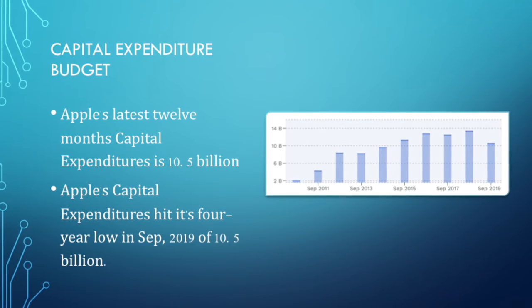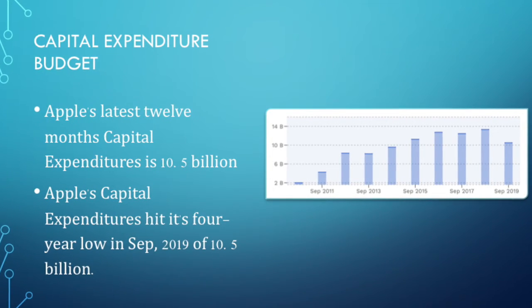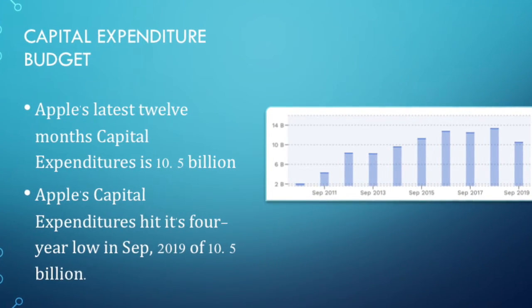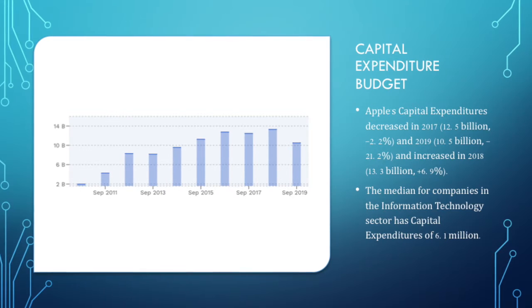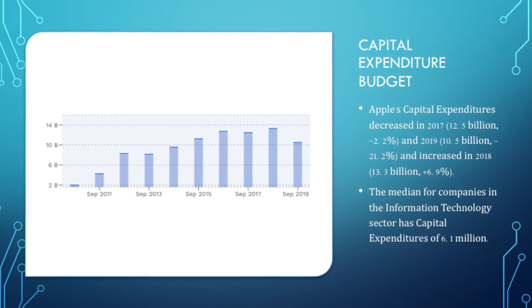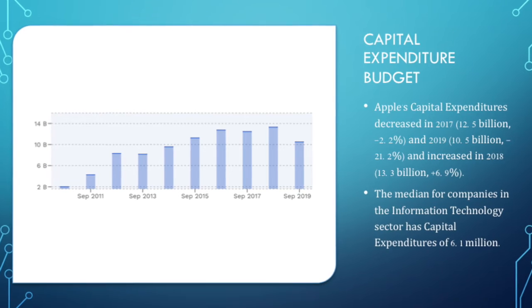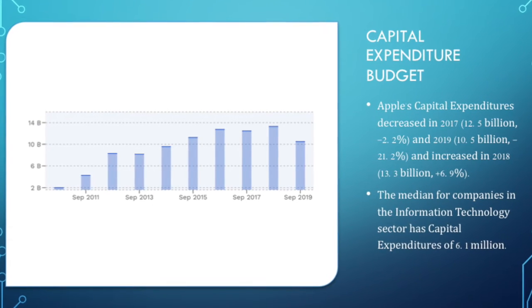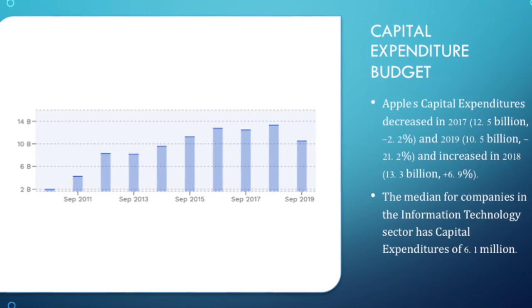Well, Apple's latest 12 months capital expenditure is $10.5 billion, which is Apple's 4-year low. And the median for companies in the information technology sector has a capital expenditure of $6.1 million. So in terms of that, Apple's capital expenditure is significantly greater than the sector median for the most recent period.